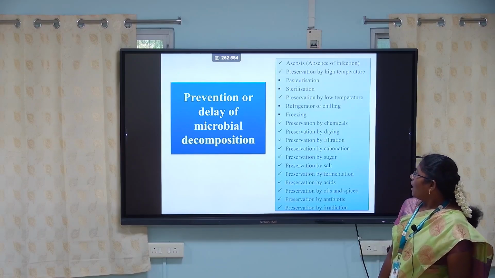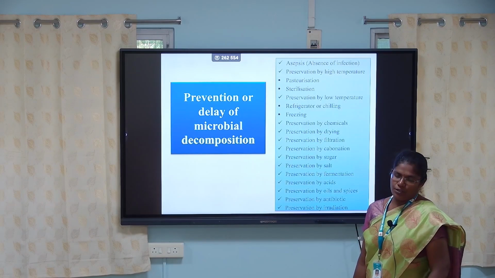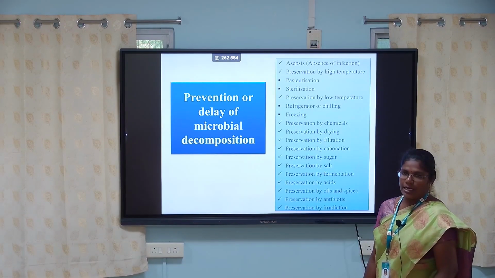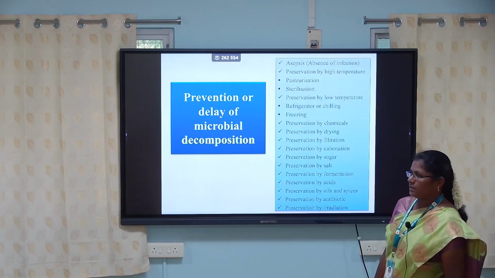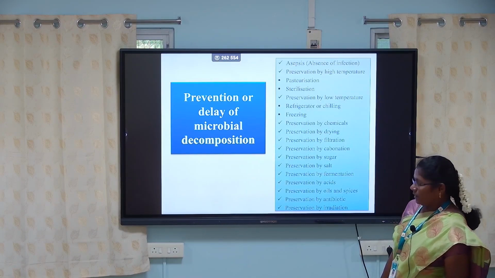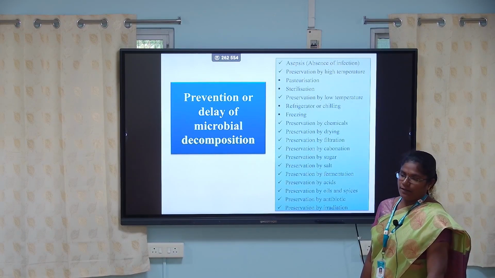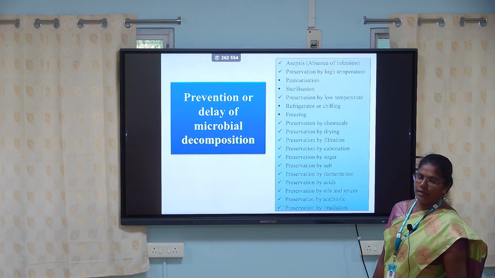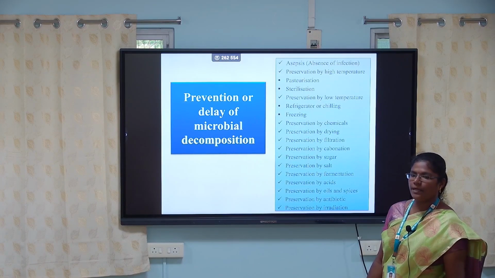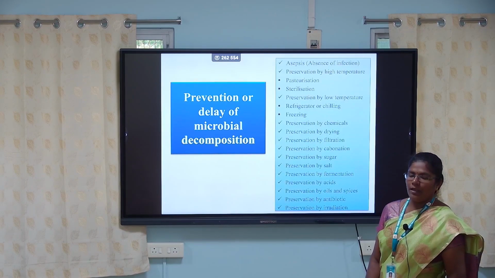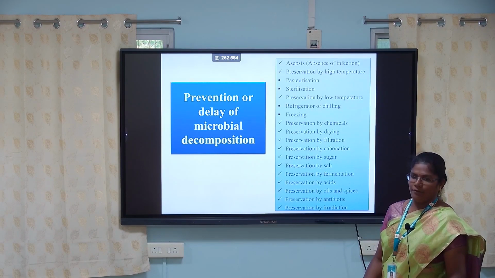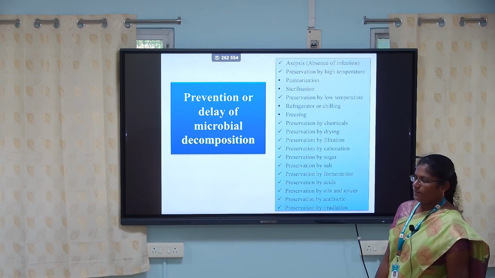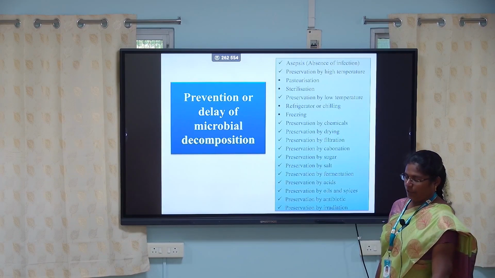Prevention or delay of microbial decomposition, mainly because of the growth of microorganisms, is where this principle is laid, and in this, the first and foremost technique is asepsis. It is the absence of infections. A product is completely filled in a bottle without the infection of microorganisms. That is the absence of infection.